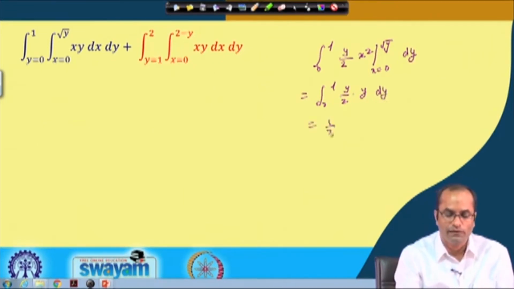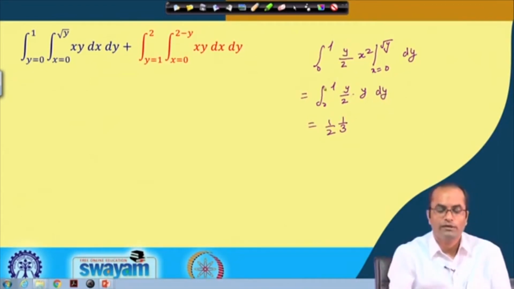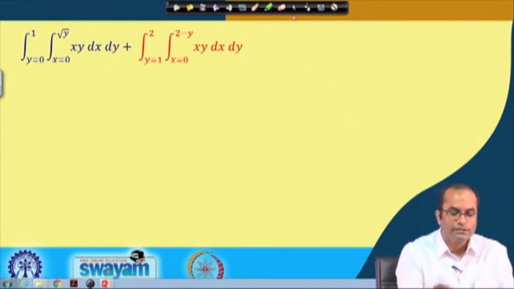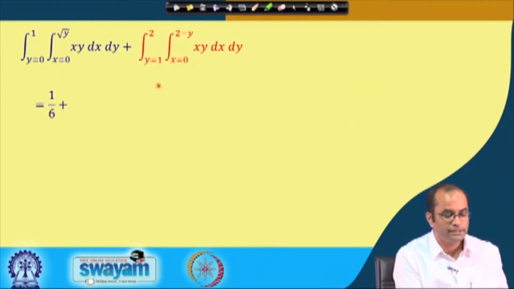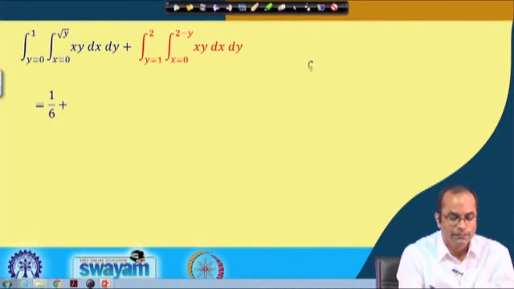So, we have half y square, this will be 1 by 3 y cube, and when we put the limit 1, it will be 1 minus 0. So, we get the value 1 by 6 here. So, the value of the first integral is 1 by 6, and then we can evaluate the second integral again. So, here we have y from 1 to 2 and x from 0 to 2 minus y.